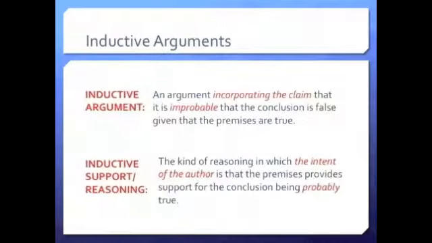We also discussed how these arguments are inductive arguments and in what way they would differ from deductive arguments. As we've discussed, an inductive argument is an argument incorporating the claim that it is improbable that the conclusion is false given that the premises are true. And the distinct characteristic of inductive arguments is that they use a different kind of reasoning from that of deductive arguments. Inductive arguments use inductive reasoning. Inductive reasoning is the kind of reasoning in which the intent of the author is that the premises provide support for the conclusion being probably true. This is different from deductive arguments in that for deductive arguments, the kind of reasoning is one in which the intent of the author is that the premises provide support for the conclusion being definitely true.